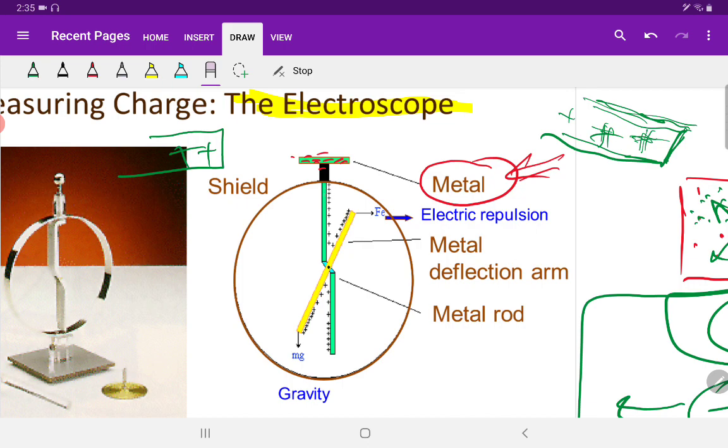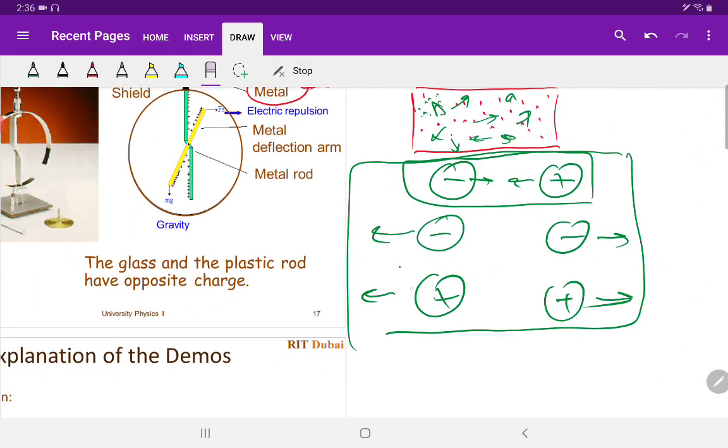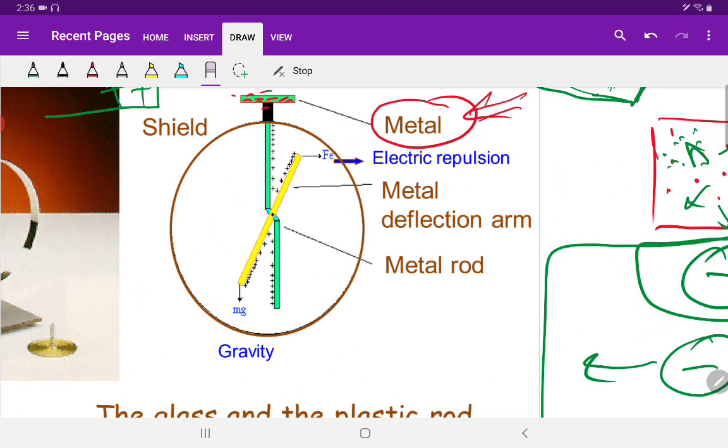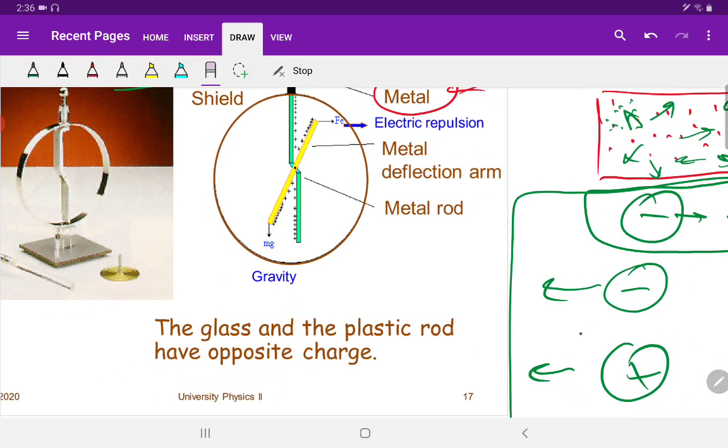And now we look at this one here. This arm has a positive charge, and this arm also has a positive charge, and because of the reason we said, positive with positive will repel each other, what's going to happen here? This arm will start to what? Feel a repulsive force, and that's why it will start to get deflected.